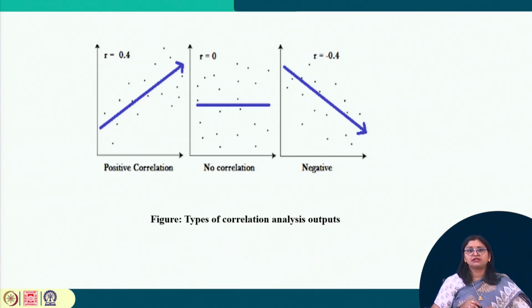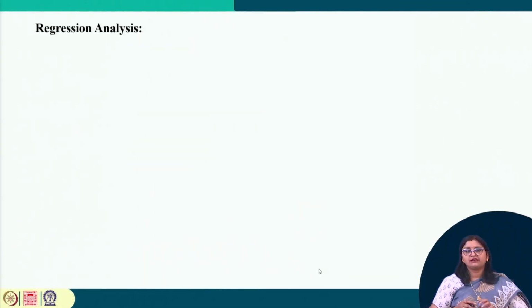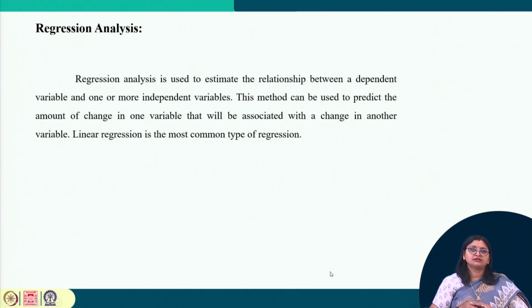Like if you increase the study timing, your performance will increase in a positive correlation, and if you decrease your study and go for roaming, then your marks will be negatively affected. So, this kind of output can be studied in correlational studies and regression analysis. It is also used to estimate the relationship between the dependent variable and one or more independent variables.